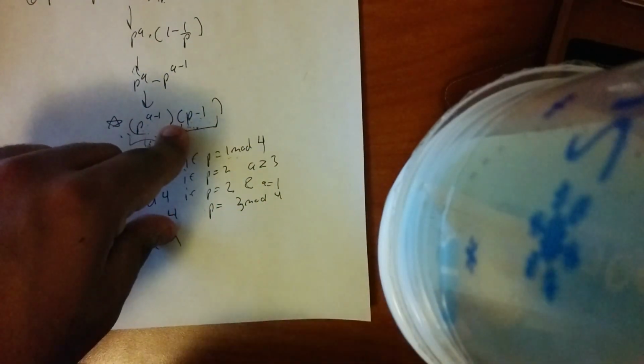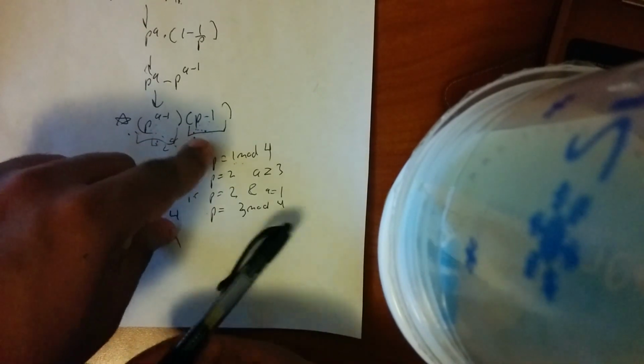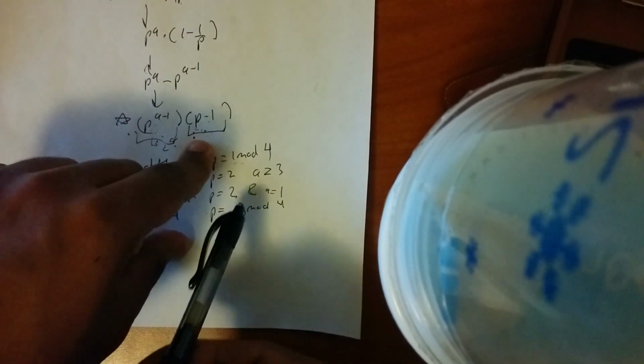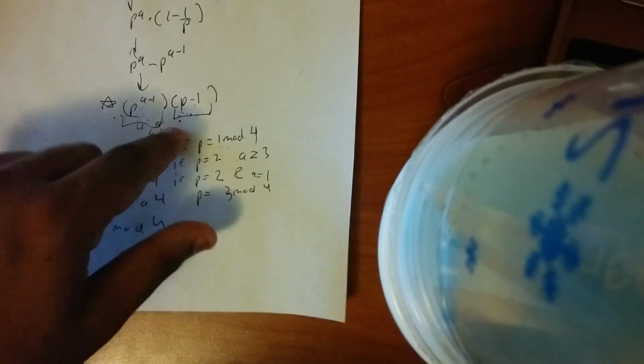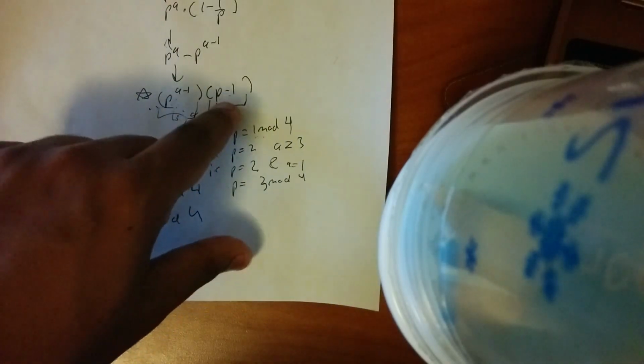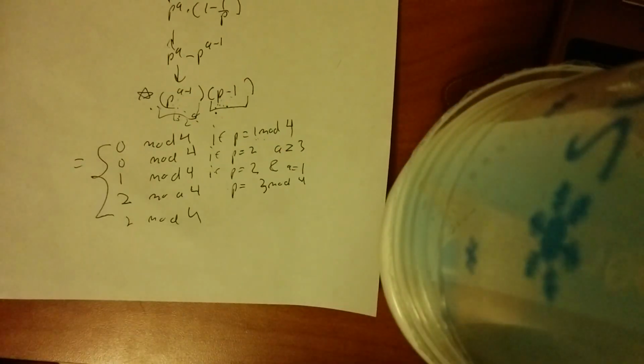If I do 3 mod 4, 7 mod 4, 15, 15 minus 1 is 14, and 14 mod 4 is 2. So it doesn't matter what this is, this is always going to be 3 mod 4. So 3 minus 1 is 2, so it'll always give me a remainder of 2.